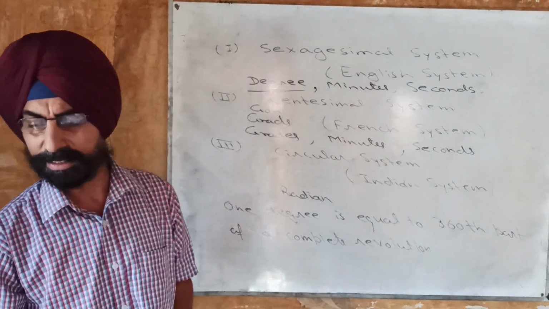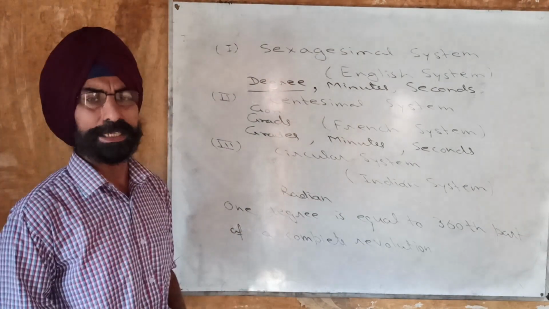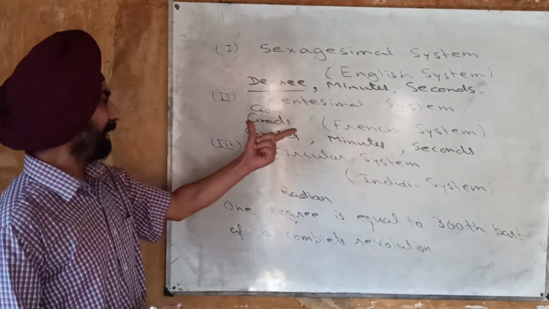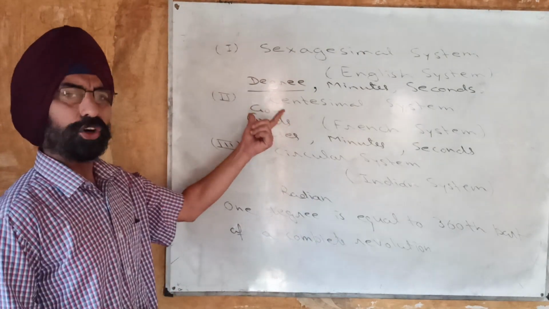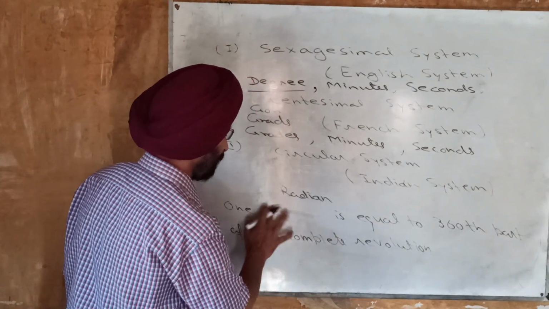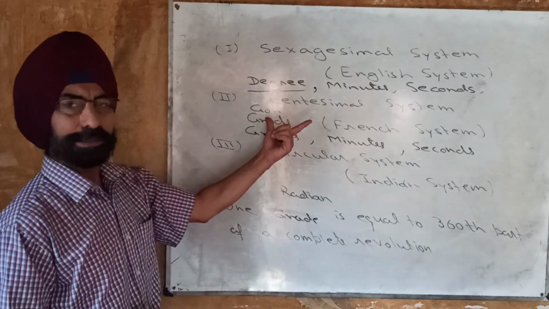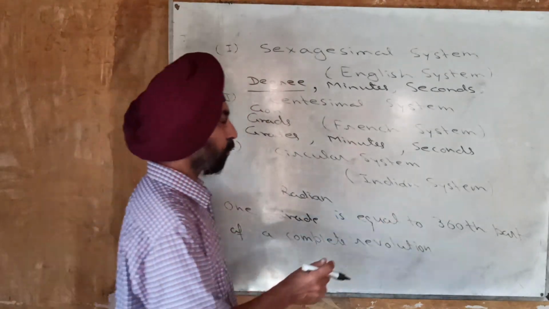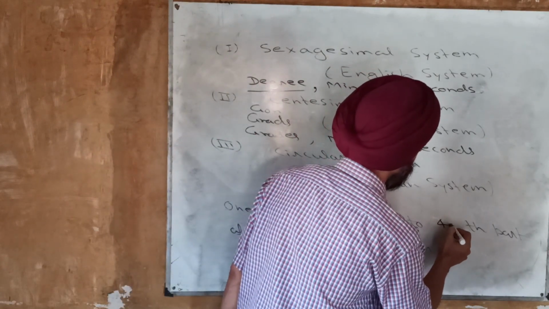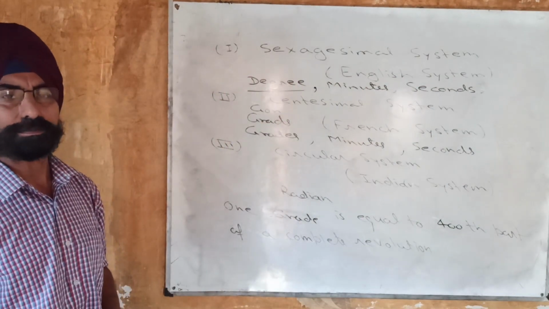So it is 360th part of a complete revolution. Then gradient, or grade, or grad, or gon. So one grade of the centesimal system is equal to 400th part of a complete revolution.